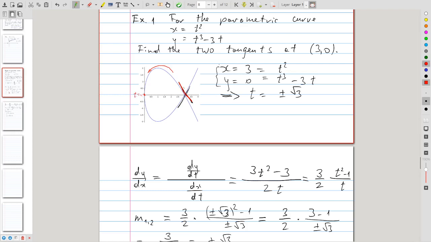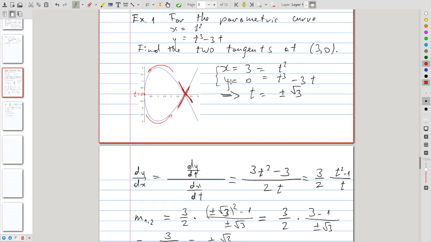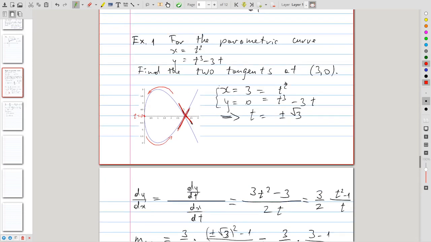So here we have t equals 0. If you plug in t equals 0, you get both x and y equals 0, which is this point here. And then when t grows from 0 to square root 3, x is increasing again. So we are moving along our curve in this direction until at the point t equals square root of 3, we have the tangent with the positive slope, and that is this one here.